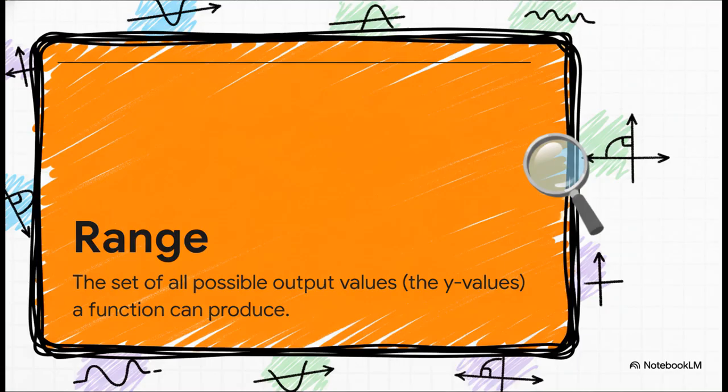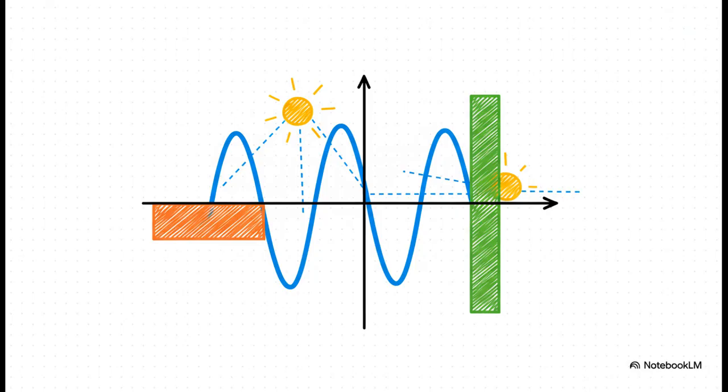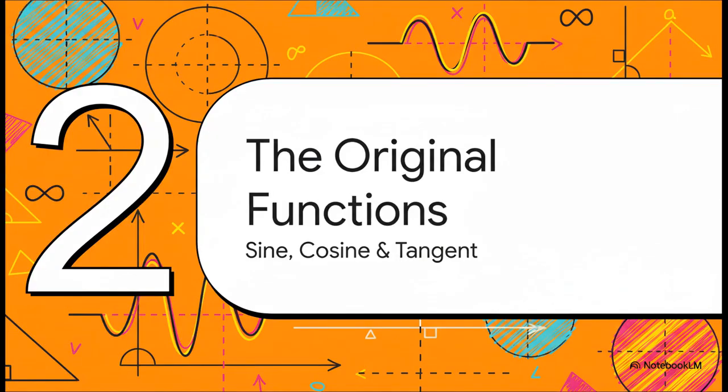after you've given it a valid input from the domain. Now here's a really cool way to visualize this. Imagine you have a light shining down from the top. The shadow that the function's graph casts on the horizontal x-axis, that's your domain. Now imagine a light shining from the side. The shadow it casts on the vertical y-axis, that's the range. It's a fantastic mental shortcut to see the function's total footprint. All right, makes sense, right?